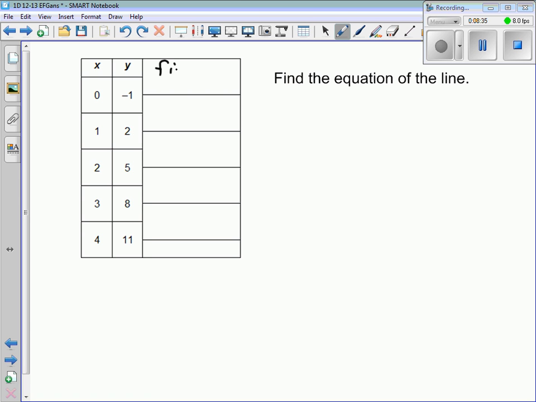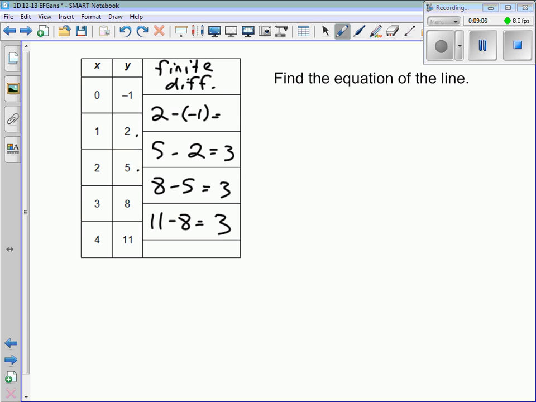So let's calculate our finite differences. I'll just call them the finite diffs, because you know what diff stands for. How do we do finite differences? We start at the bottom of the table, we take our y value, we subtract the one above. 11 minus 8 gives us 3. 8 minus 5 gives us 3. 5 minus 2 gives us 3. 2 minus -1 gives us 3. So for our finite differences, we got 3, 3, 3, and 3.